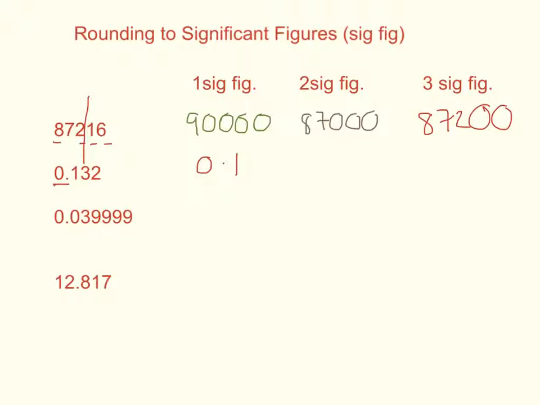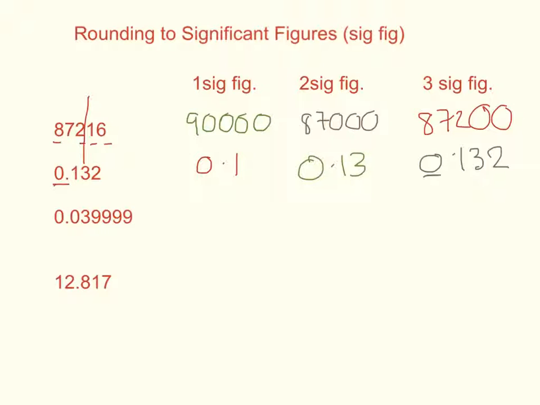If we go for two significant figures, we would want to cut it off after the 3 then. So it's going to be 0.13. And to three significant figures, well, at the minute it's actually got three significant figures. So to three significant figures, it's just going to stay the same, 0.132. Okay, because that 0 at the beginning, that's not significant.